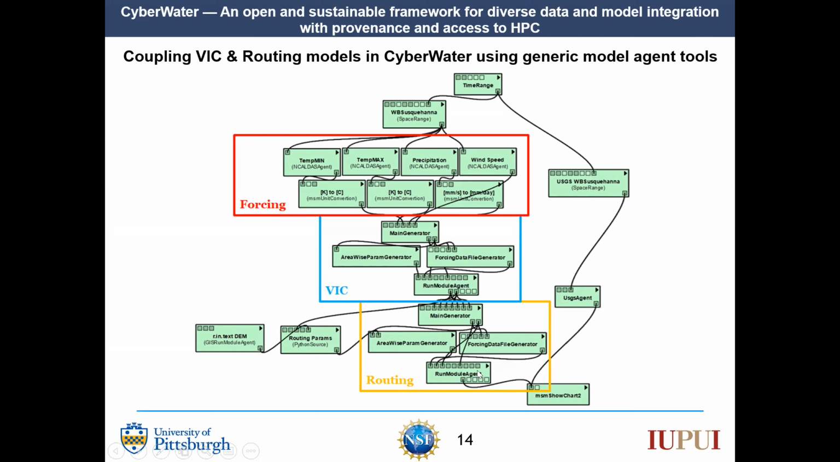By the same token, you use this generic model agent tool to construct your routing model agent. And again, using these modules here, you connect them, specify them, and form the routing model agent. And these modules together, again, provide equivalent functionalities as our routing model agent shown in the previous example. And then you couple them together like this, and then you execute your workflow.